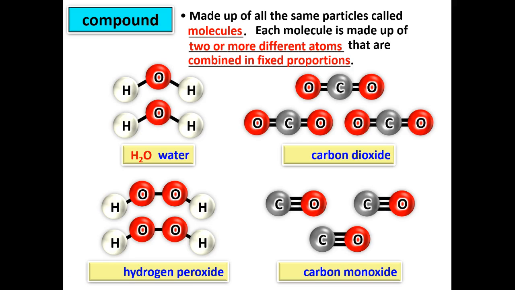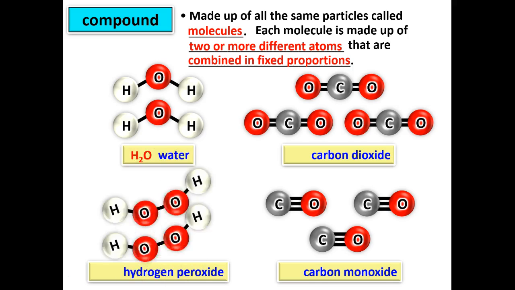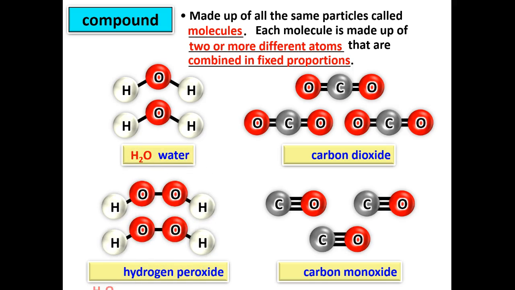Water is always going to be H2O. If it's not H2O, let's say it's H2O2. H2O2, there you go, hydrogen peroxide. Always going to be combined in those fixed proportions. Now let's take a look at carbon and oxygen. If you have carbon dioxide, CO2, it's carbon dioxide. If you only have CO, it's not the same. It's carbon monoxide. So it's a different compound. Compounds are always going to be found in those fixed proportions.